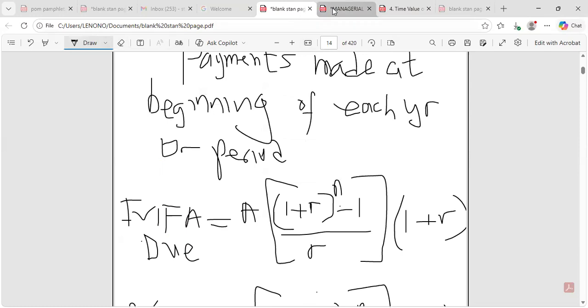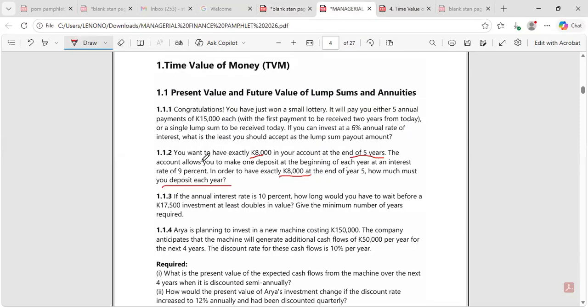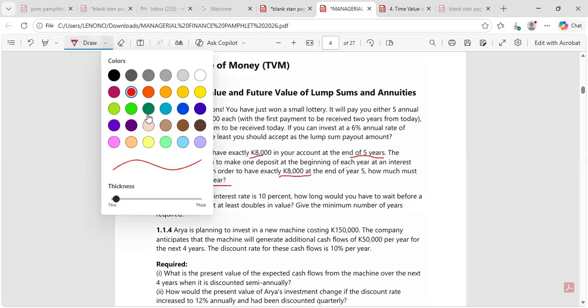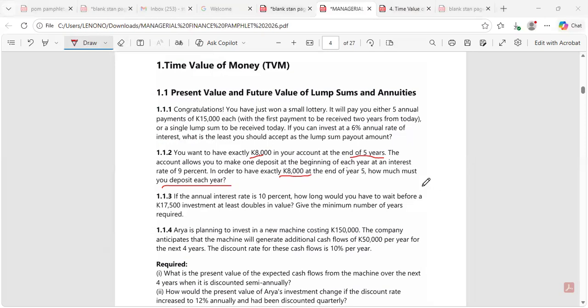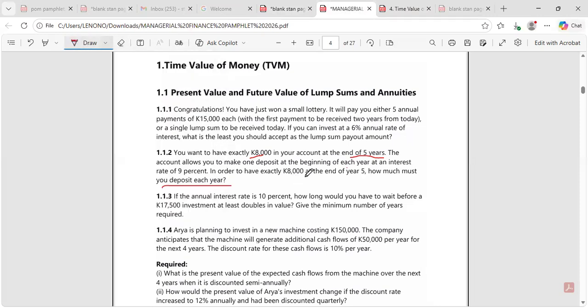Then when we are looking at this amount, you want to have exactly 8,000 in the account at the end of 5 years. The account allows you to make one deposit at the beginning of each year. So what type of annuity is this? Hello, Madam Melissa, what type of annuity is this one? It's an annuity due because you're making payment at the beginning of each year. Thank you very much. You are right.